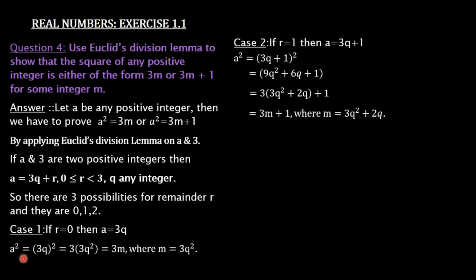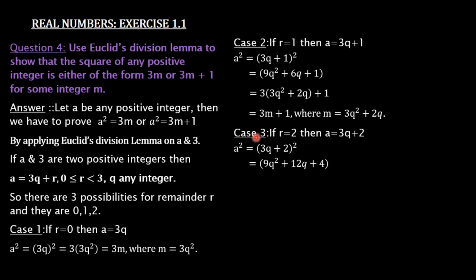Okay. Then what about case 3? If r equal to 2, then a equal to 3q plus 2. Again by squaring, a square equal to (3q plus 2) whole square. Then expanding, 9q square plus 12q plus 4. That is 12q, 2 into 3q into 2, plus 2 square, 4. Again, here we have 9q square plus 12q plus 4.